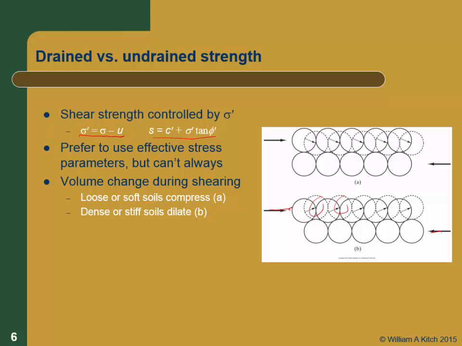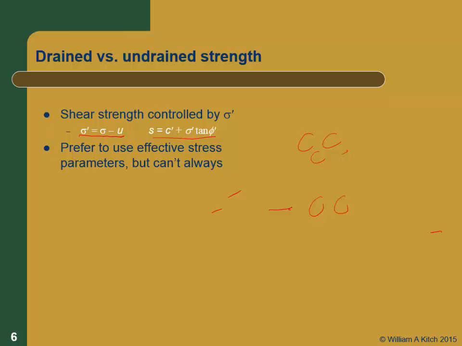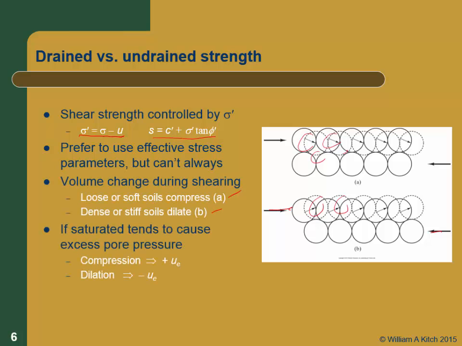Or if I have a loose soil and I push them, these particles are going to fall between the other ones, and there's going to be a decrease in volume. So if you're shearing loose soils, they always compress, and if you're shearing dense soils, they always dilate. If the soils are saturated, then that dilation or compression can't happen unless the water flows out of them. And in order for the water to flow out, you've got to generate a pore pressure to push the water out. You're going to generate an excess pore pressure. If you're in a compressive situation, you're going to generate a positive excess pore pressure. And if you're in a dilative situation, you're going to generate a negative excess pore pressure.